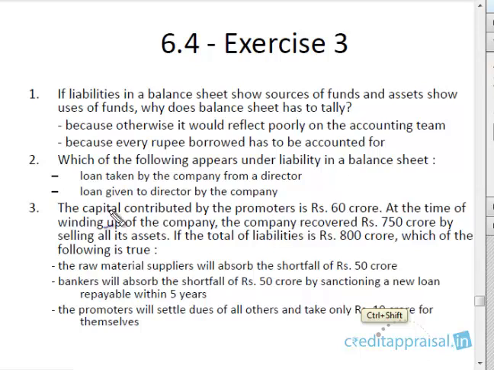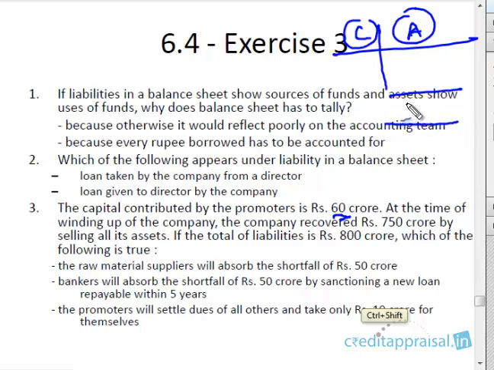Next question. The capital contributed by the promoters is 60 crores, right? At the time of winding up of the company, the company has recovered 750 crores by selling all its assets. If the total of liabilities is 800 crores, which of the following is true? The scenario is, the company has wound up, right? The business is terminated and it has sold all its assets. So how much did it recover? 750 crores.